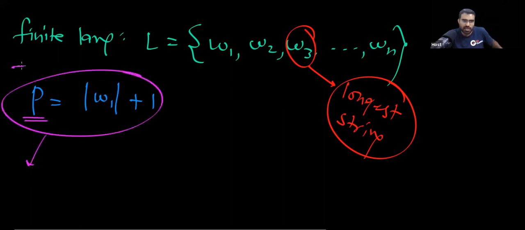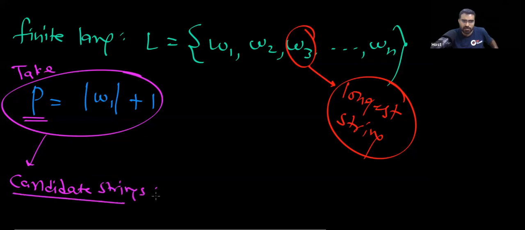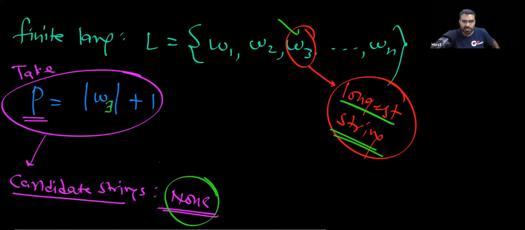then what are the candidate strings to check? None. There is no candidate string to check, because remember W3 is the longest and its length plus 1. If I take this, candidate strings will be none. Na rahega baans, na bajegi bansuri. If there is no candidate string, then there is nothing. It will not pump.